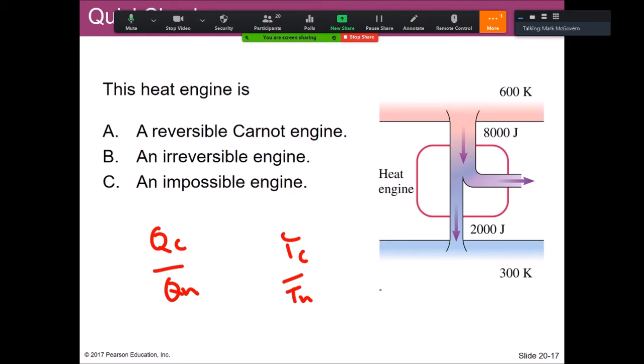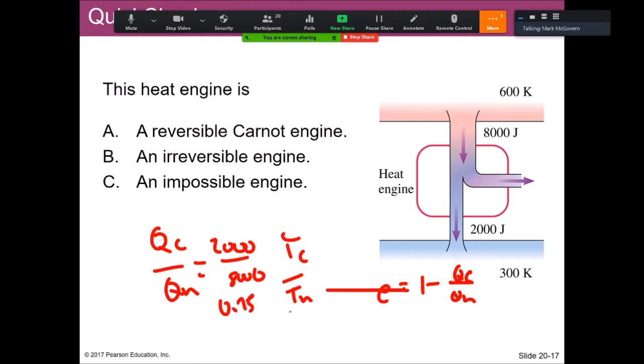Okay, remember efficiency is this, right? Efficiency is 1 minus these ratios, whether you have QC or QH here, it doesn't matter which one. What is QC over QH? Well, QC is 2,000 and QH is 8,000. And so that ratio there is 0.75, right? So that's pretty crazy, right? Over here, though, this is 300 over 600, and that's 0.5. So this doesn't make any sense.